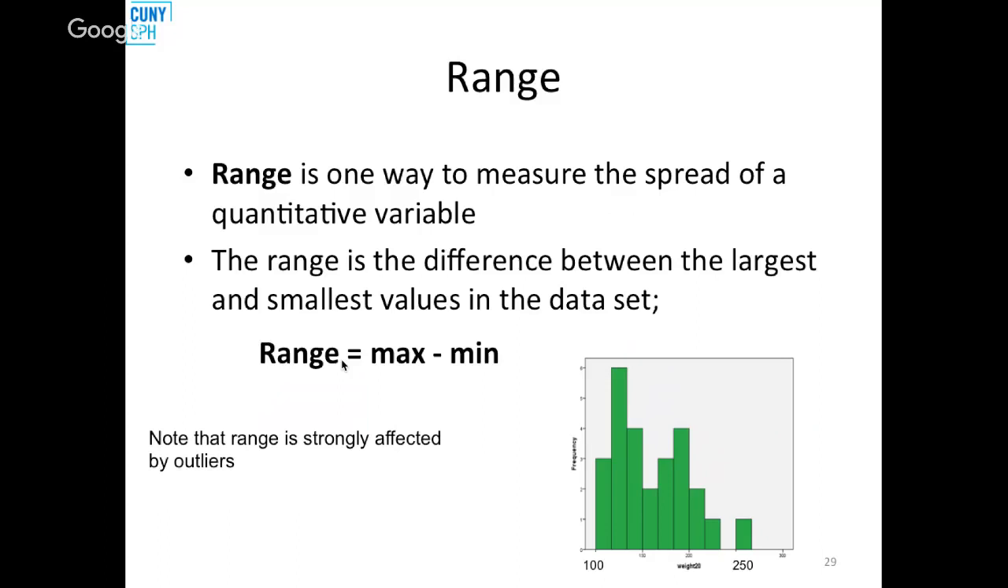The range is one way to measure the spread of a variable. It's just the difference between the maximum and the minimum values. So I talked about how the median was resistant to outliers. It's a robust measure. Mean is not. What about range?